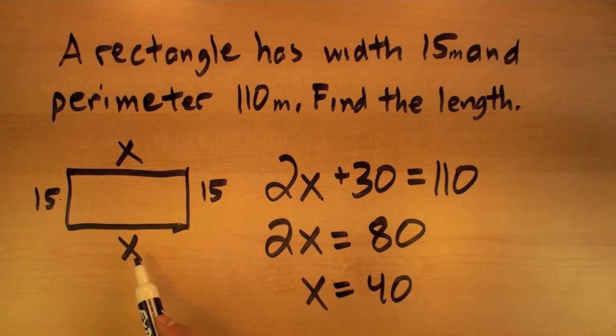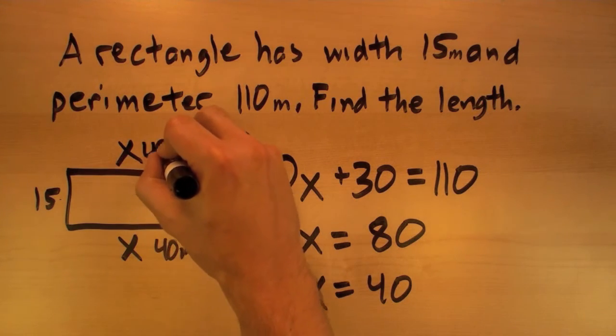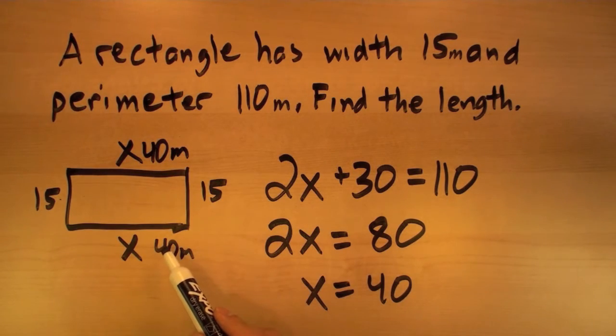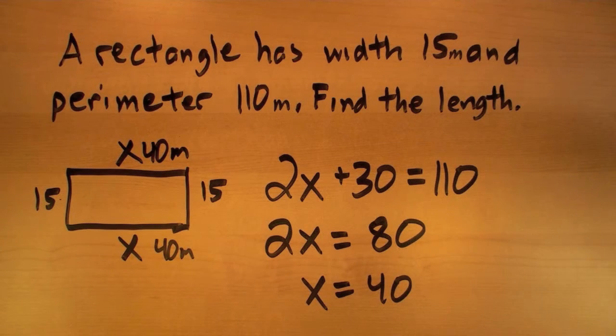And let's look at it. If the length of this is 40 meters, then our two lengths add up to 80. Our two widths add up to 30, and that gives us a total perimeter of 110.